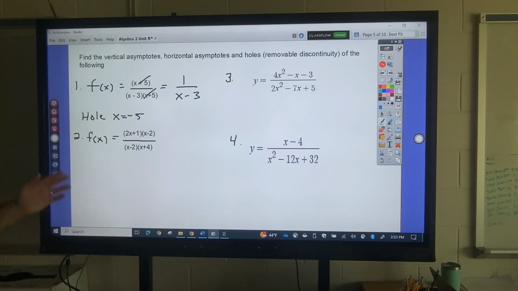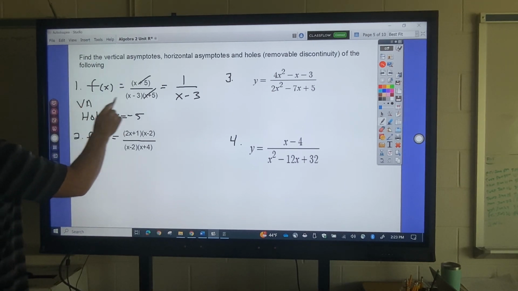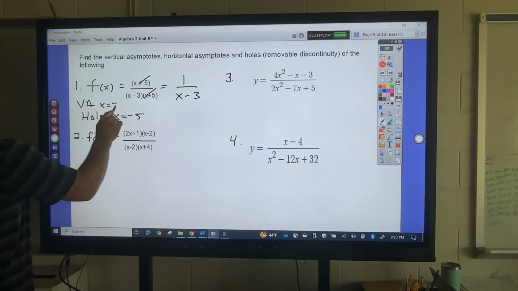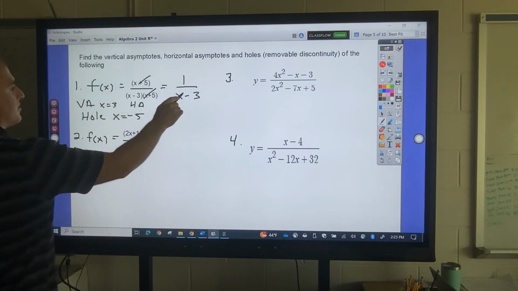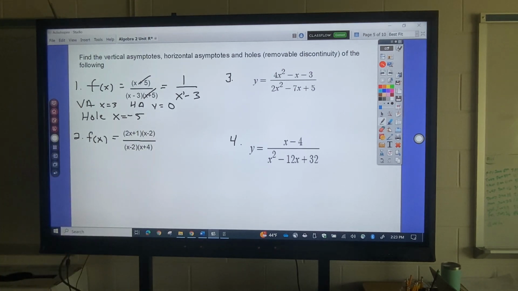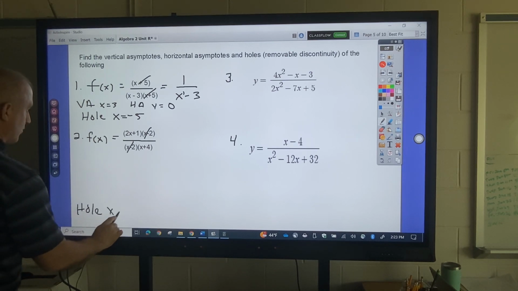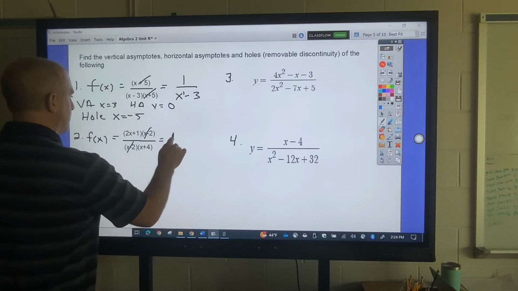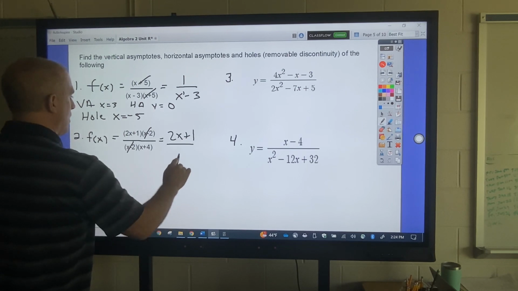Now at this point, I want to look at this and find the asymptotes. My vertical asymptote, if I solve that, would be x equals 3. My horizontal asymptote, since that's a power of 1 and that's a number, would be y equals 0. This one, I would cross off x minus 2, so my hole is at x equals 2.